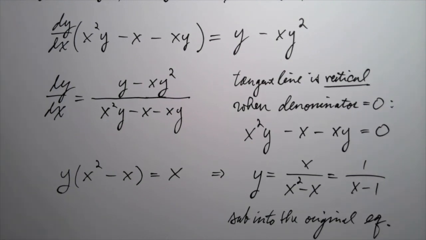If we sub this formula for y into the original equation, then we'll be able to solve for the actual points where the tangent line is vertical.